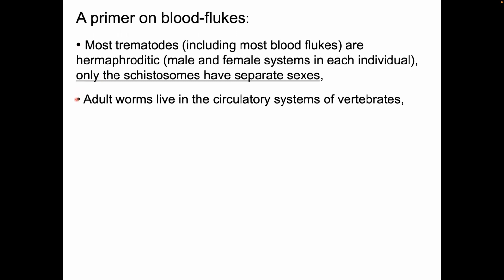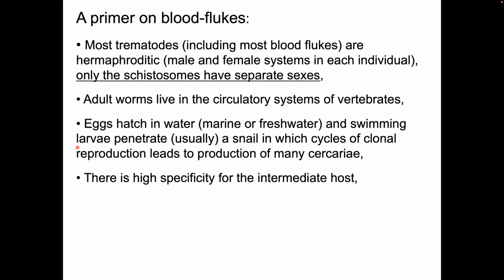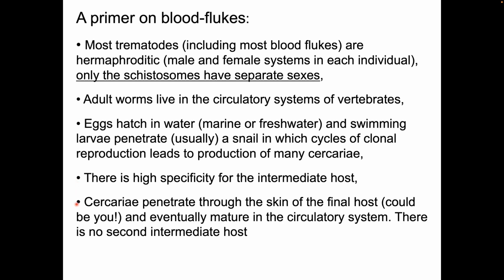Adult worms live in the circulatory systems of vertebrates. Eggs hatch in water, either in the sea or in fresh water, and larvae penetrate usually a snail, leading to the production of cercaria. You know that. They're normally very specific for the intermediate host. So the general rule is that one species of schistosome can only develop in one species or a few related species of snails. This turns out to be true at a fine scale, but at an evolutionary scale, it's not true.